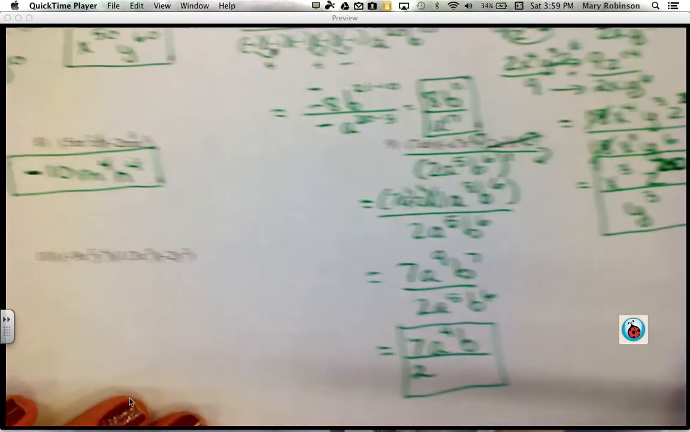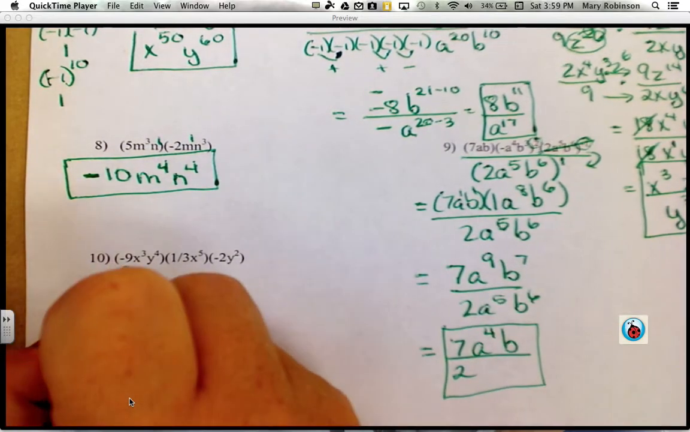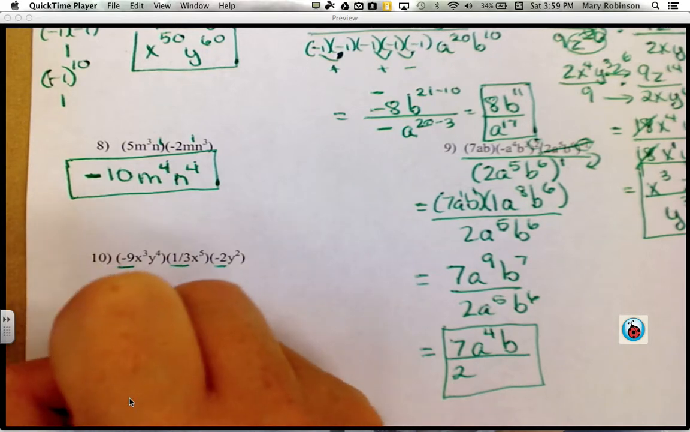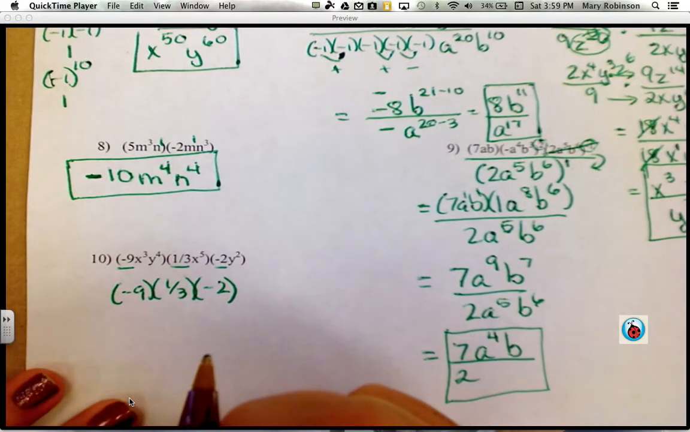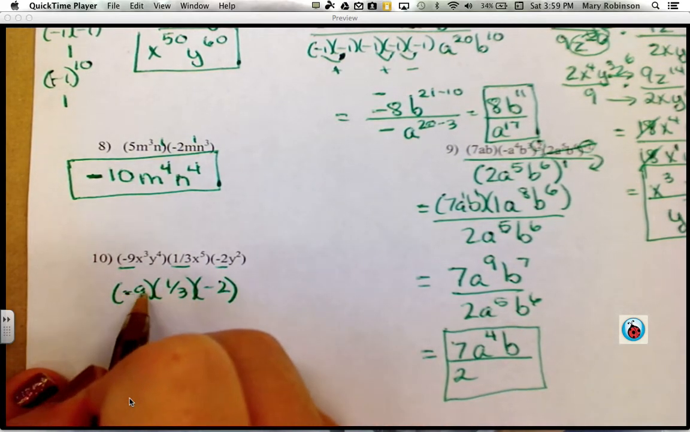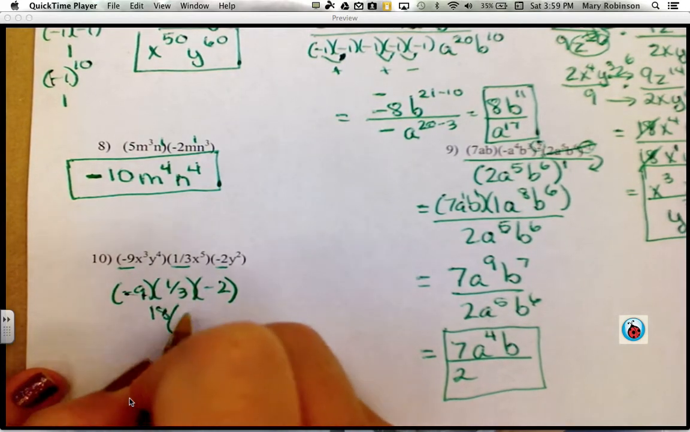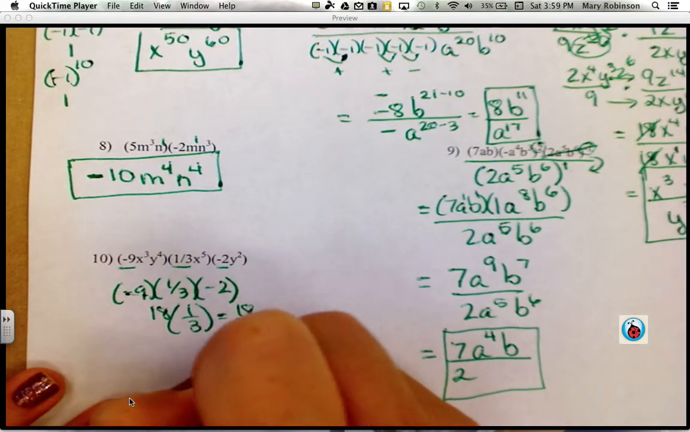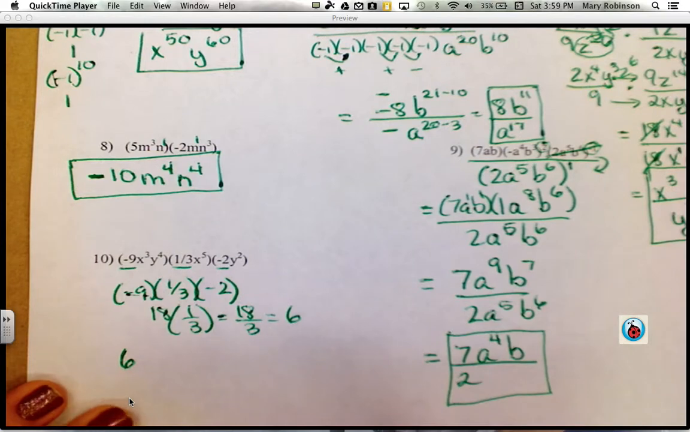All right, and now we're on our last problem. When we take a look at this, I want us to first recognize that we need to multiply these coefficients out here. So we have a negative 9 times a 1/3 times a negative 2. When we evaluate this, we get negative 9 times negative 2 is positive 18. 18 times a third is the same thing as 18 divided by 3, or 6. So my coefficient I know is going to be 6.